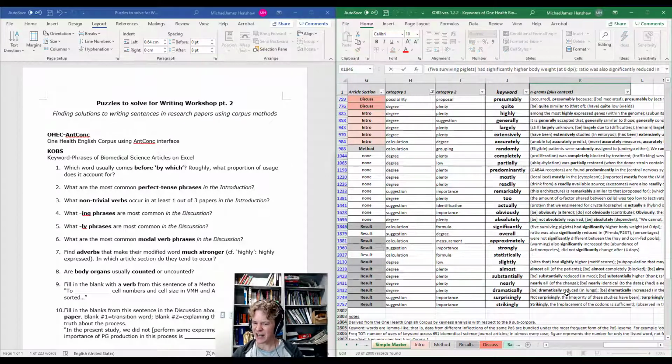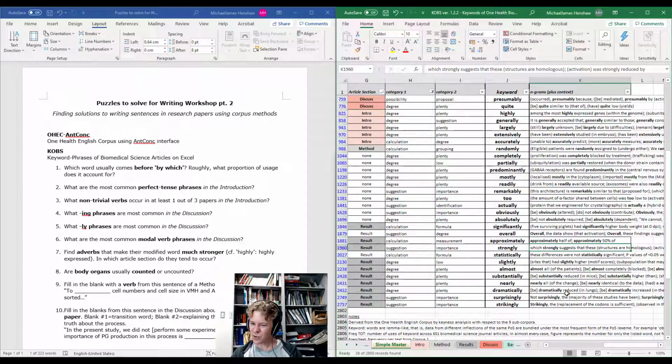Significantly is more of a calculation in a sense. It's a p-value word. It's not quite the thing I'm talking about. Almost all of the patients, almost completely blocked, almost exclusively. Substantially reduced, substantially increased. Nearly all of the change, dramatically reduced. Okay. Surprisingly, not surprisingly. Strikingly.